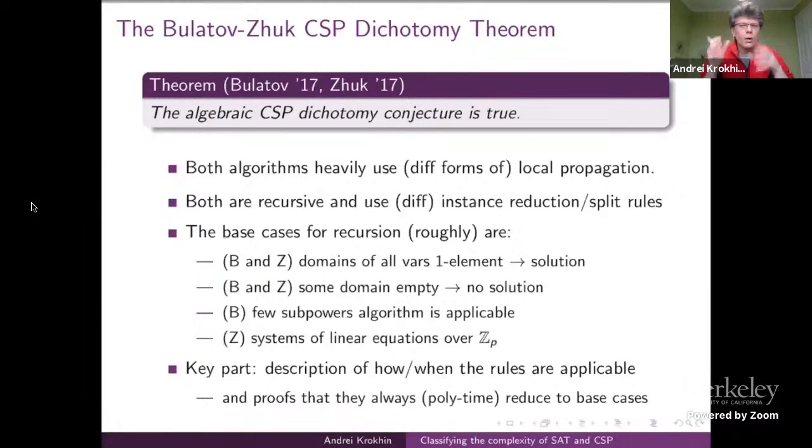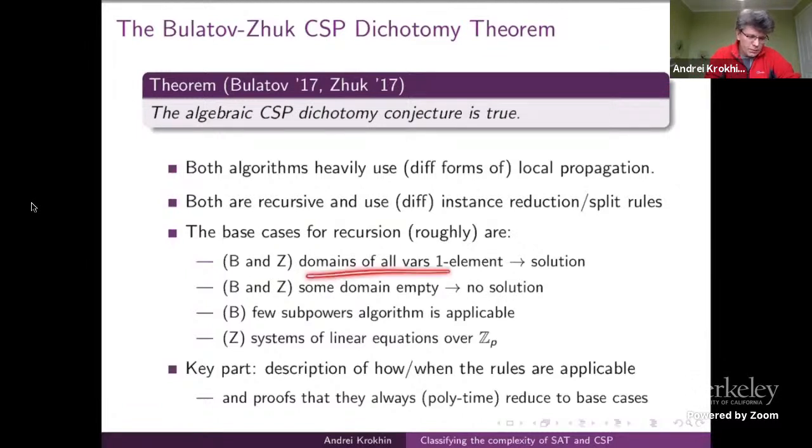So I will very briefly discuss the algorithms of Bulatov and Zhuk. They are very similar on a very, very high level, but all the details are different. So both algorithms heavily use some forms of local propagation, different forms. And in Bulatov's case, it's not even very local. Both algorithms are recursive, and they use a range of different rules for reducing instances or splitting instances into several parts. And then once you reduce your instance, you take it as the starting instance and recurse.